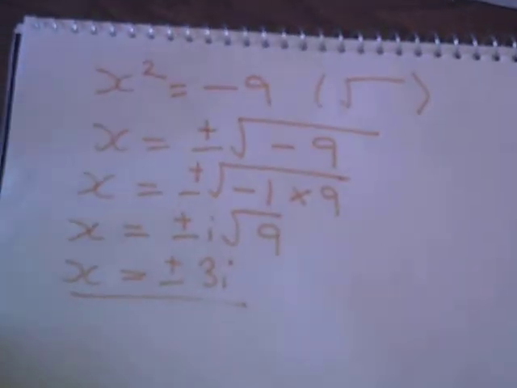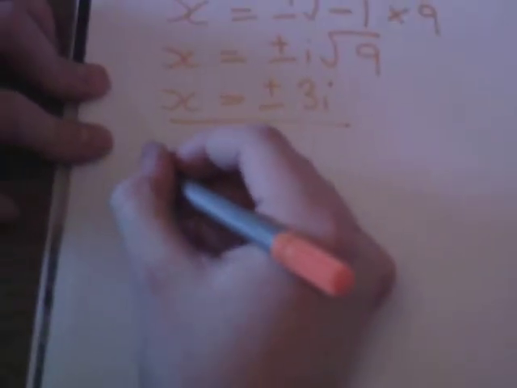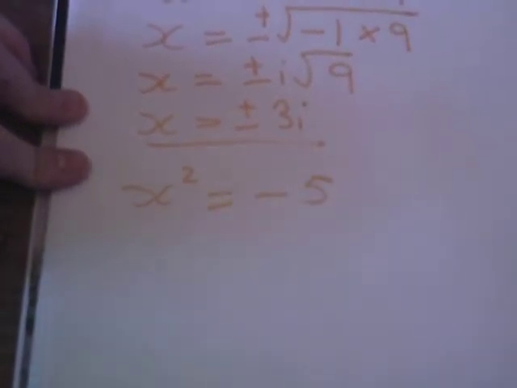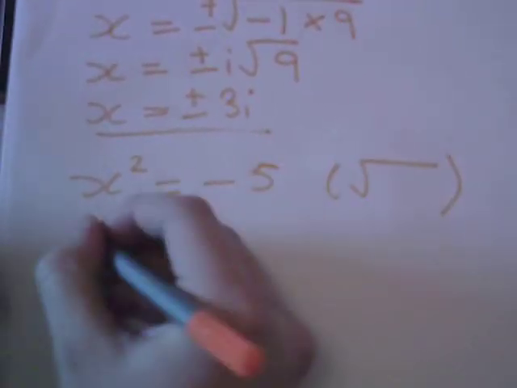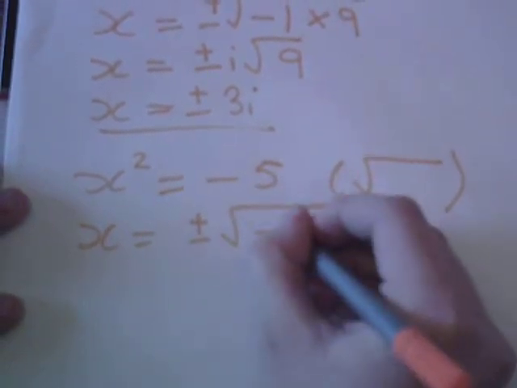I'm going to show you another example which is just a little bit trickier, but exactly the same applies. So I'm going to give you x squared equals minus 5. Do the same again. You're going to square root both sides, so x is plus or minus the square root of minus 5.